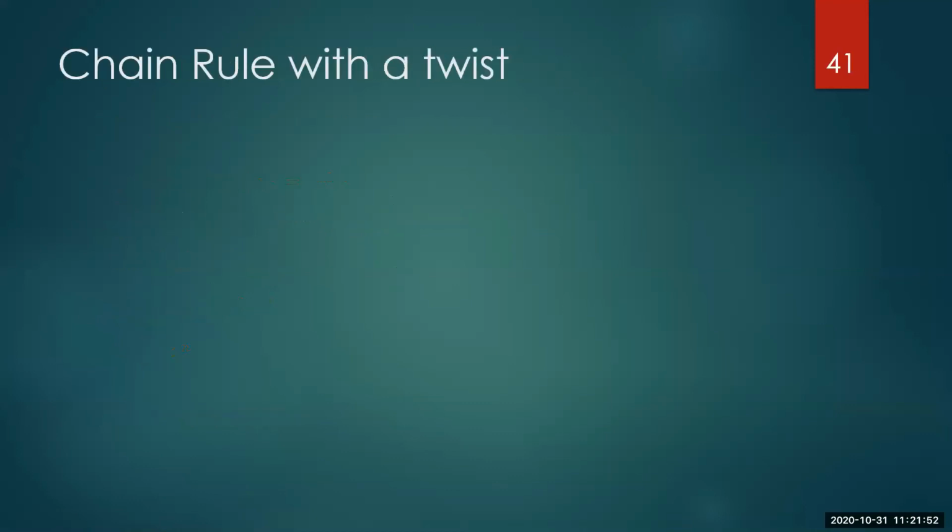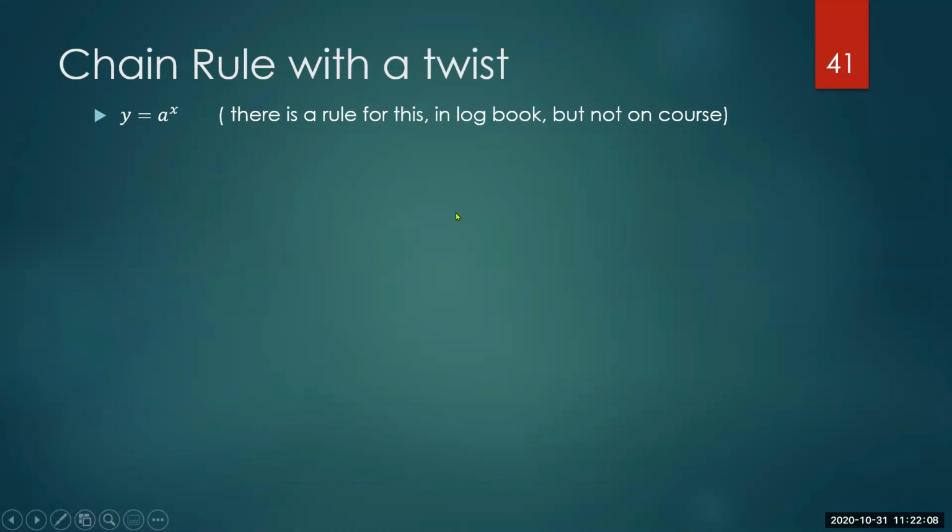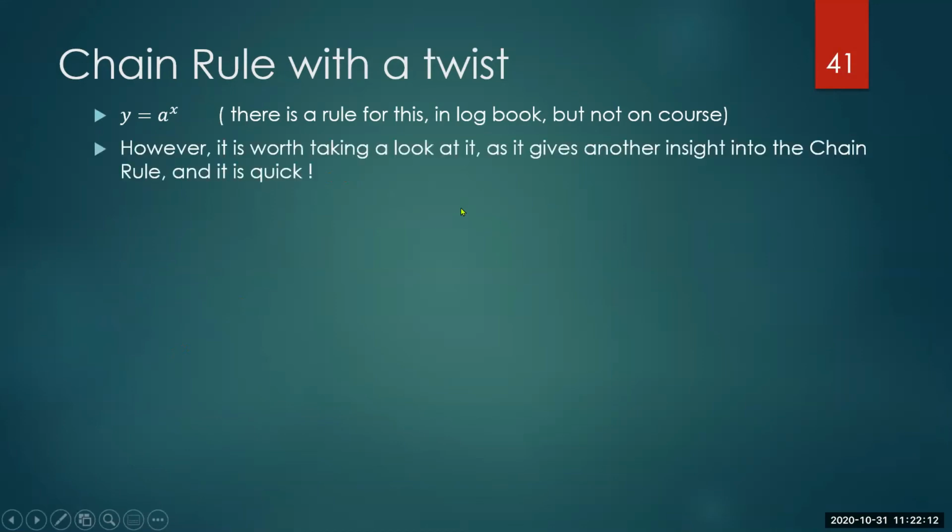So here's another example of the chain rule that shows just how powerful it can be. Let's look at this. y is equal to a to the power of x. There is a rule for this. I think the rule is not on the course, but we will go through this quickly anyway, because I think it gives better insight into what the chain rule can do. And it's quick. So let's differentiate.